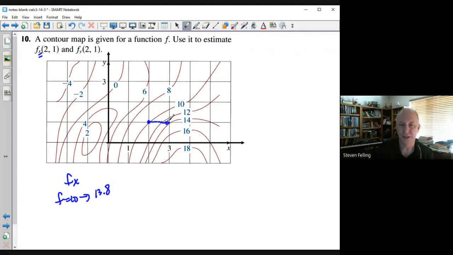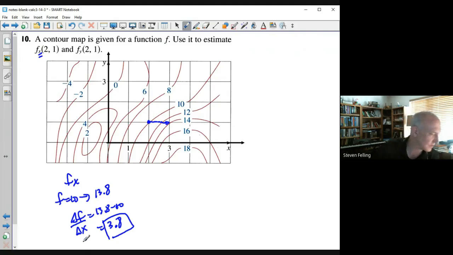And so that means that the change in output, so the delta f, is 13.8 minus 10. So I'm thinking this is around 3.8. And in fact, that would be the change for 1 unit change in x. So that's an estimate of that.